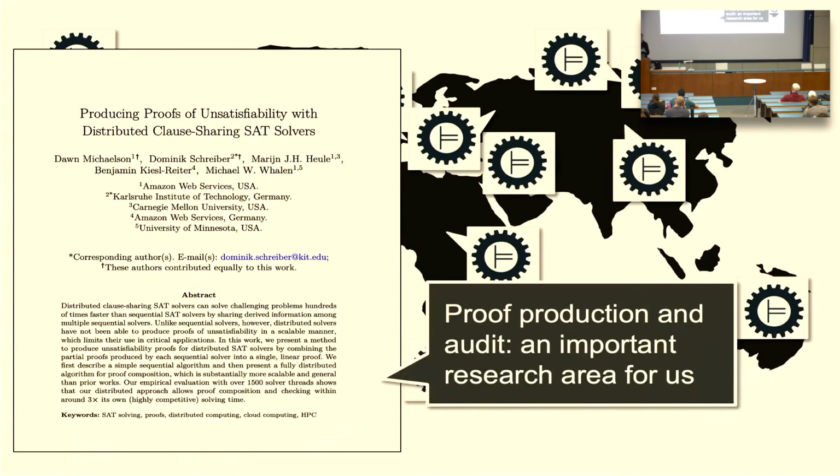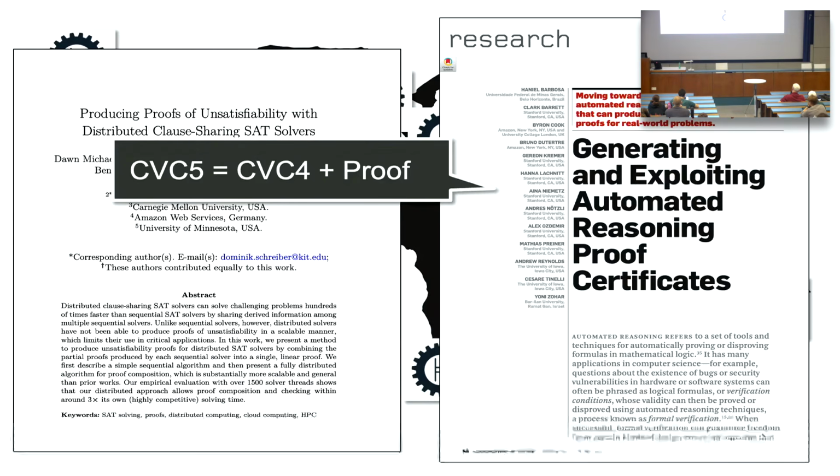We also work, a lot of our science is actually directed at this challenge. So here, for example, is a paper about how you run a distributed SAT solver and then get these different proofs in DRAT or LRAT or whatever, and then combine them together into a proof for the whole thing. So that turns out to be very important to us. Another example of that is we worked with the CVC5 team to add proof. And in fact, CVC5 is basically CVC4 plus proof production built in. And that was something that was quite important to us.